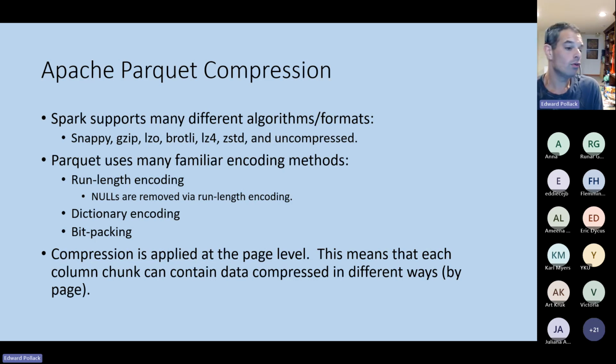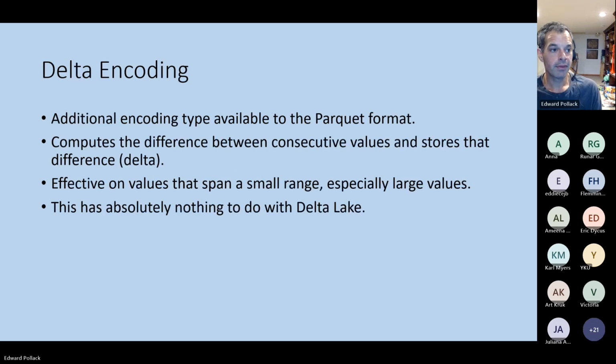Run length encoding is used. Dictionary encoding is used. Bit packing is used, just like Columnstore indexes. Nulls are going to be removed automatically the best they can be and minimized to nothing. Columnstore has a very similar algorithm for that. So there's a lot of similarities here, which are really important. Compression is applied at the page level within column chunks. And this is huge. So you get a lot of benefit from compression.